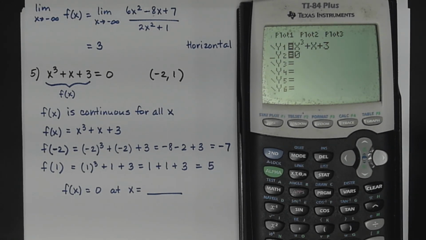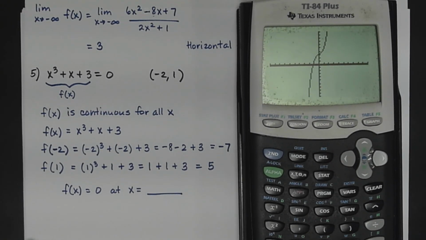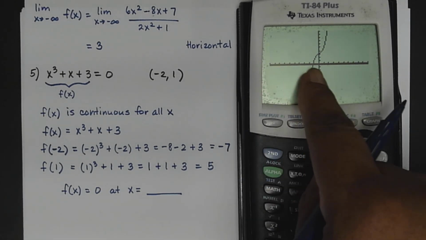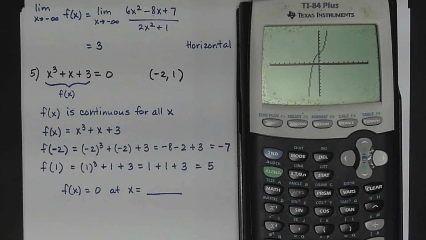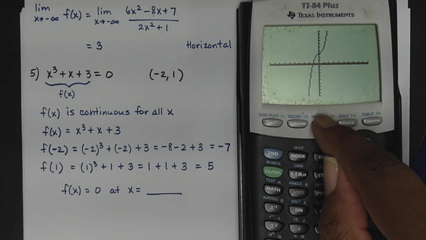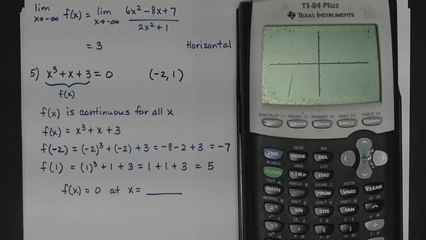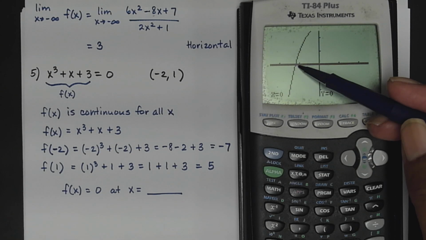Okay, now I'm going to do zoom 6 for the standard window. Here you see the graph of f of x equal to x cubed plus x plus 3. And this bold line you see here is y equals 0. That's your x-axis. Now we want to find the point where these two intersect. If you want to see this a little better, press zoom, and then number 2, and then from 0 to 0. But you want to just focus on the point of intersection.